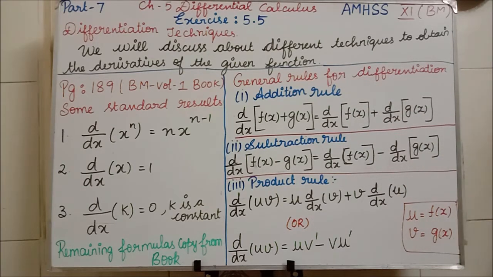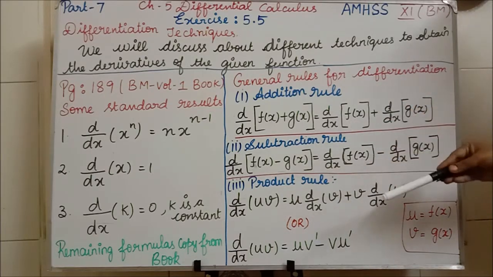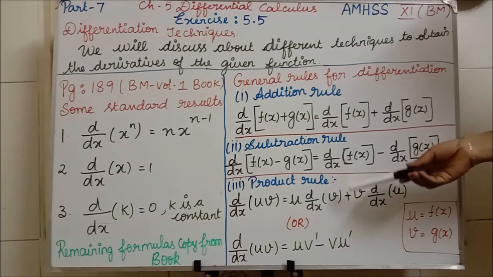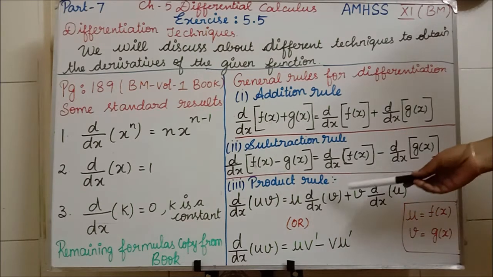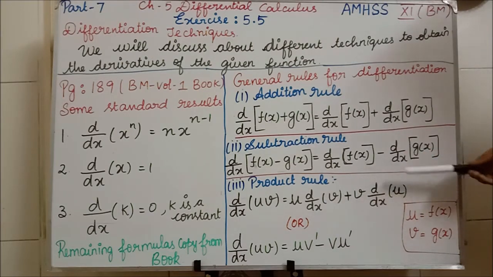Here is the product rule. Product rule and division rule are very important. Most of the problems in your exam will come based on the product rule and division rule. So this is a very important concept, the product rule. See what that means: d by dx of uv is equal to, first we differentiate v, keeping u outside: u d by dx of v, plus next we differentiate u, keeping v outside: v d by dx of u.